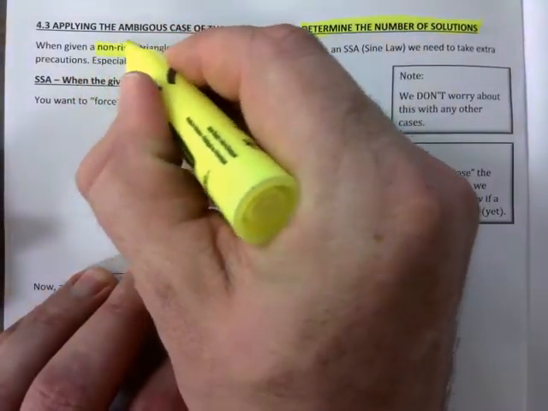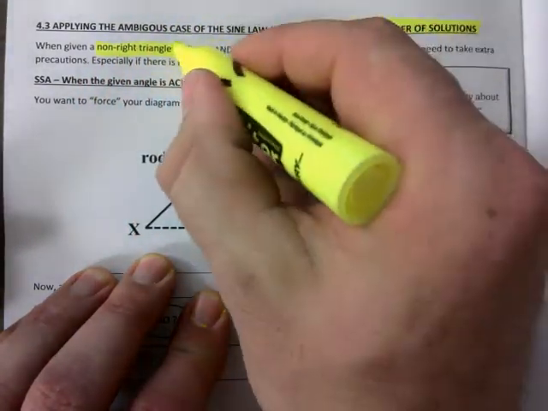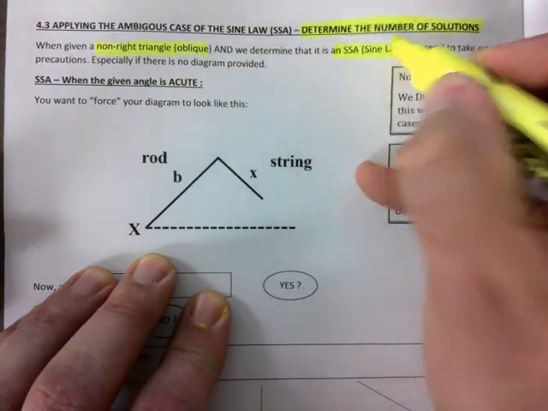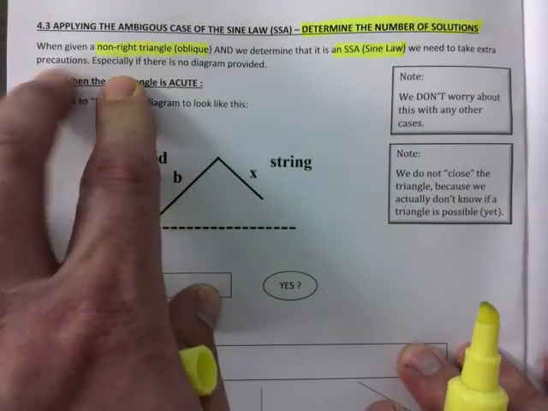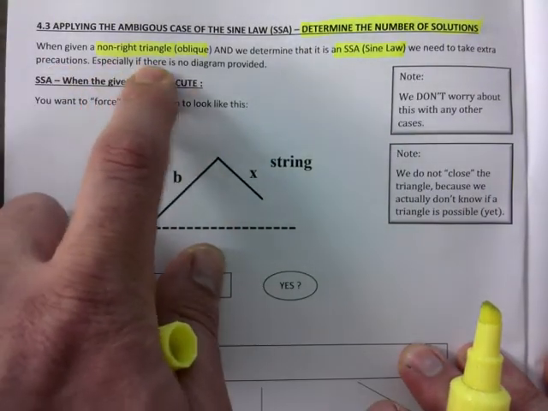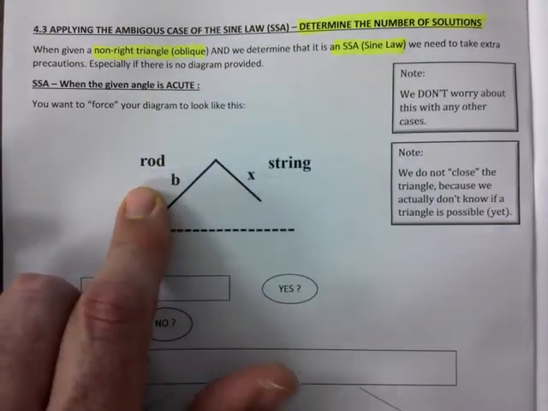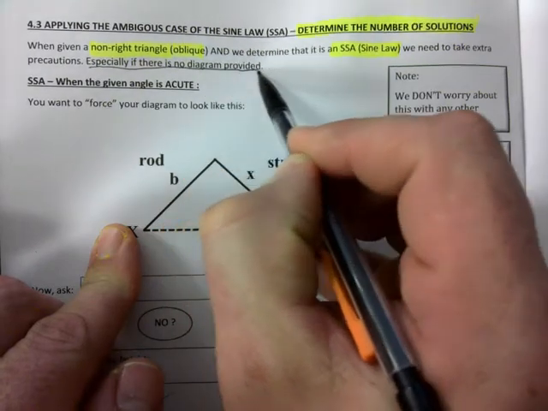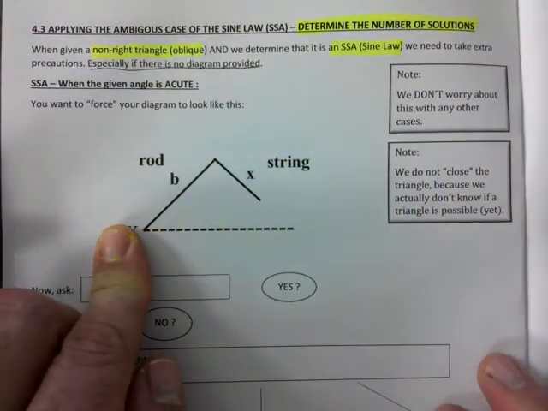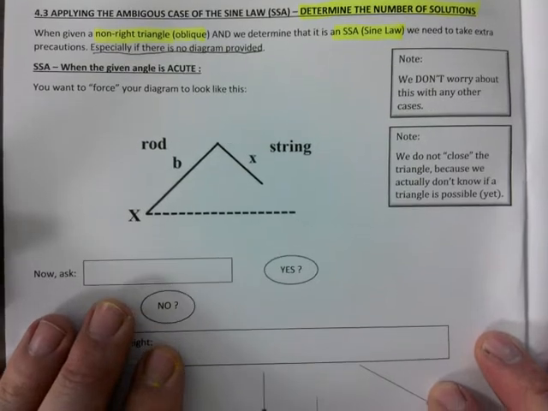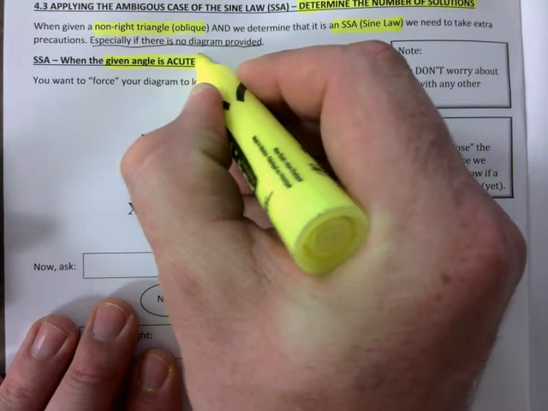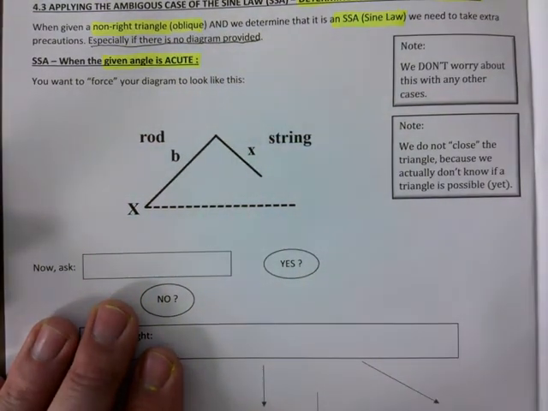When given a non-right triangle, which is basically oblique, and you determine that it's the SSA case, you need to take extra precautions moving forward, especially if there's no diagram provided. SSA. So we're going to talk about acute first, when the given angle is acute, because that is the more challenging one. The obtuse is actually fairly straightforward.